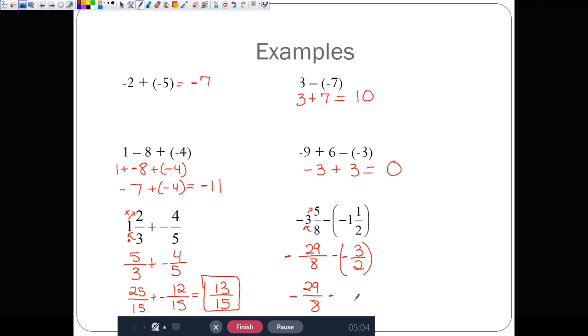2 times 4 is 8, so 3 times 4 is 12. So here, we have subtraction, so remember we're going to change that to addition, and then we're going to change the sign after, so that's going to become a positive. So now I have one negative and one positive, so I'm going to subtract. So 29 minus 12 is 17, but we keep the sign of the bigger number. So 29 is larger and it's negative, so it's going to be negative 17 over 8. And see here, we're going to keep this as an improper fraction, and it cannot be reduced.